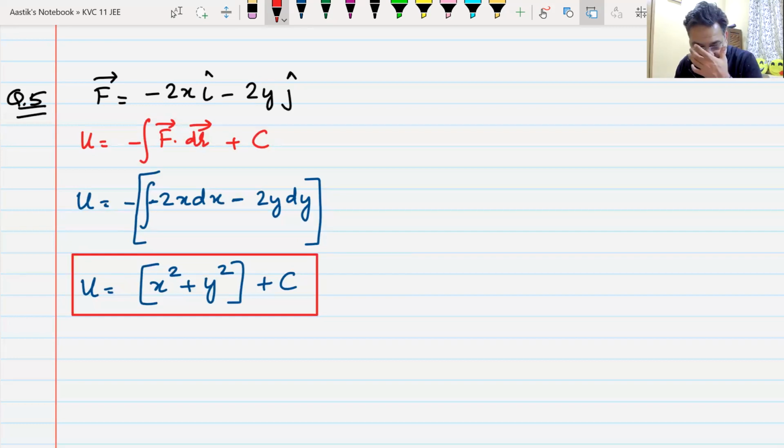To get force from potential energy, you take the partial derivative. To get energy from force, you do the integration. We understand this? I'll give you one more.